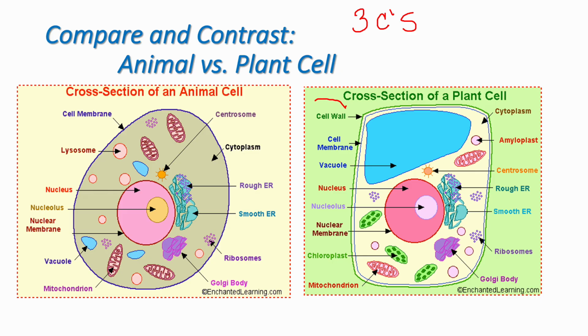One, we have the cell wall. Animals do not have cell walls, only plant cells. Then we have a large central vacuole. This only says vacuole, but we tend to say central because it's very large, almost half the cell. And then the 3rd C is the chloroplast. So those are the 3 structures that you would find in a plant cell, but not in an animal cell: cell wall, large central vacuole, and the chloroplast.